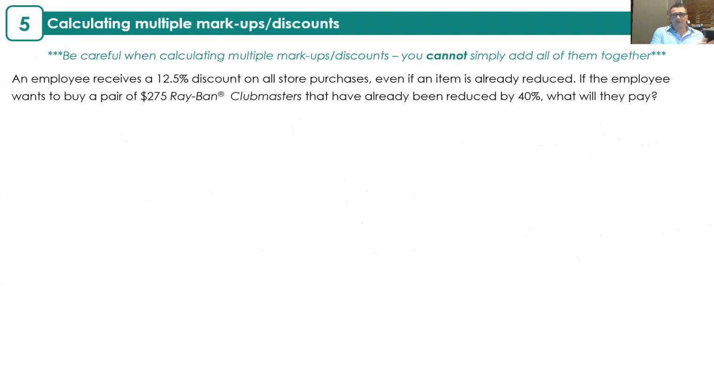So the thing we've got to be careful of is if we have multiple discounts or markups in a row, you can't add and subtract these together. You have to do each one separately. So an employee receives a 12.5% discount on a store purchase, even if an item is already reduced. The employee wants to buy a pair of $275 Ray-Bans, already being reduced by 40%. What will they pay? So let's separate these out.